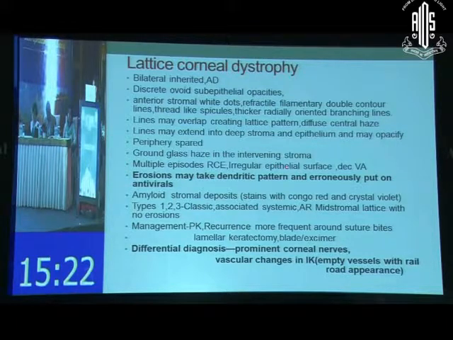It is not uncommon, I've had patients who had multiple erosions, seen in the periphery, and diagnosed as herpetic keratitis with dendritic pattern. They were put on antivirals for a very long time before the patients came to us, and we diagnosed them to have a lattice corneal dystrophy. Differential diagnosis is prominent corneal nerves or vascular changes in interstitial keratitis.